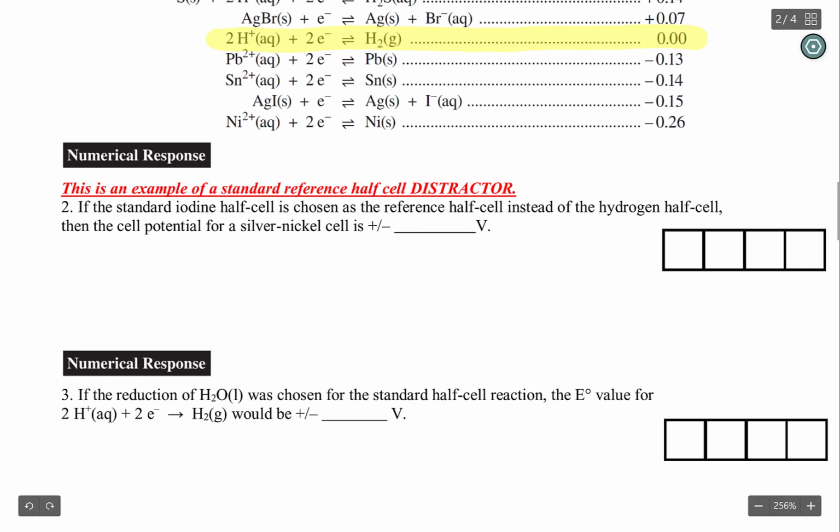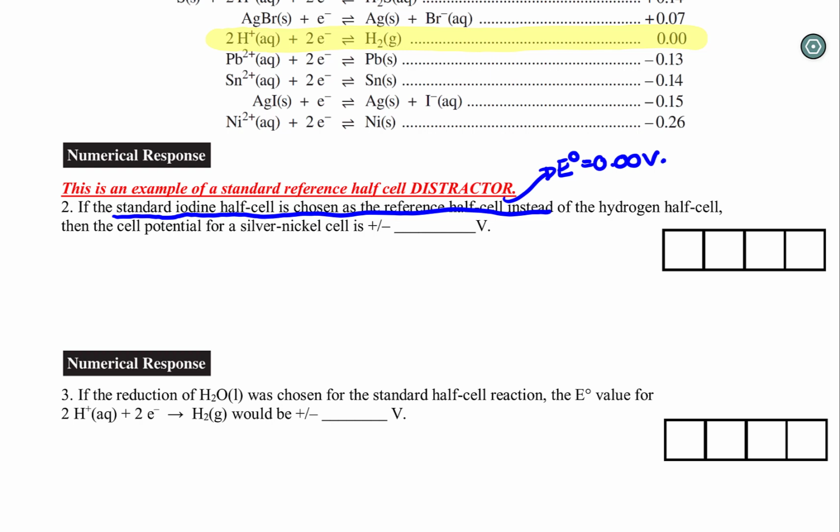So here, this is an example of what I call a distractor. They're trying to get you to bite on something or think that you have to make some kind of change, but you actually don't. So it says, if the standard iodine half cell is chosen as the reference half cell, so this now would have an electric potential set to 0 because it's the reference, instead of the hydrogen half cell, then the cell potential for a silver nickel cell is blank.